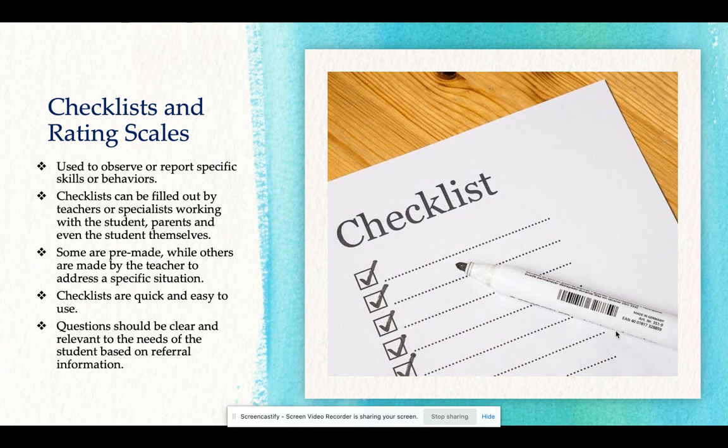Next would be checklists or rating scales. Oftentimes we'll get these from the school psychologist when it comes to behavioral interventions and writing a behavioral intervention plan. So they can be used to observe specific skills or behaviors. They can be filled out by teachers, specialists, by the students themselves, by parents, by you as a special education teacher. They can be filled out by a variety of people. You want to make sure that the people that are working with the student the most get a hold of the checklist and are able to answer the questions.